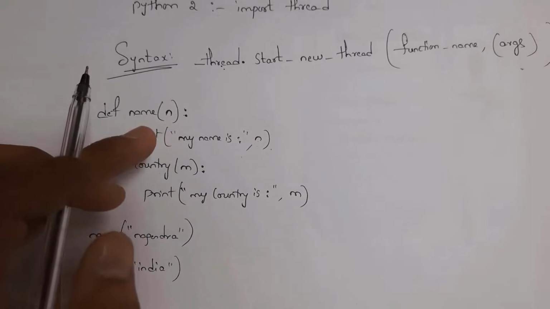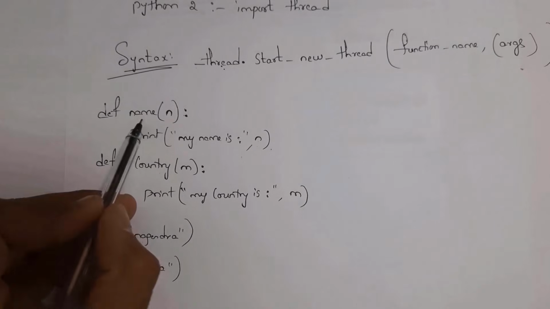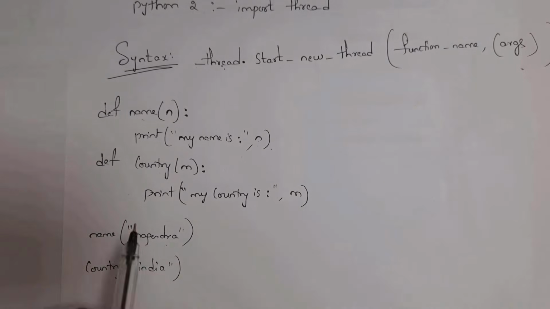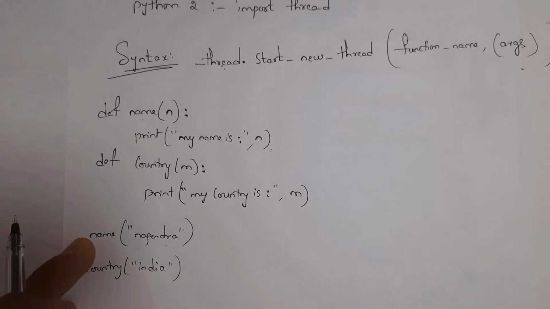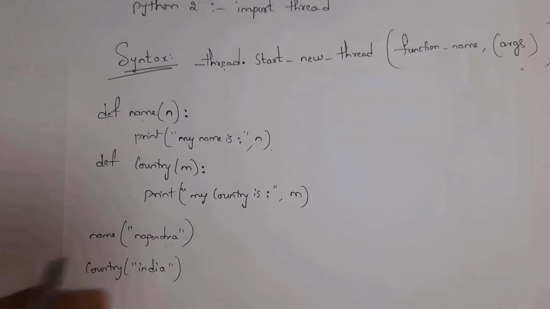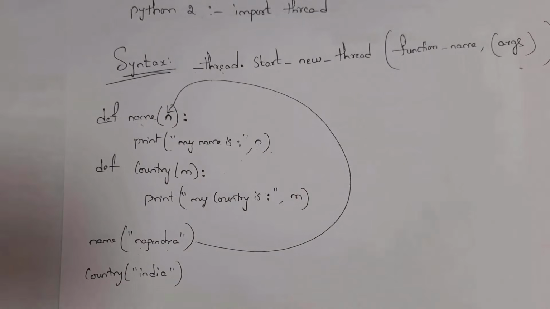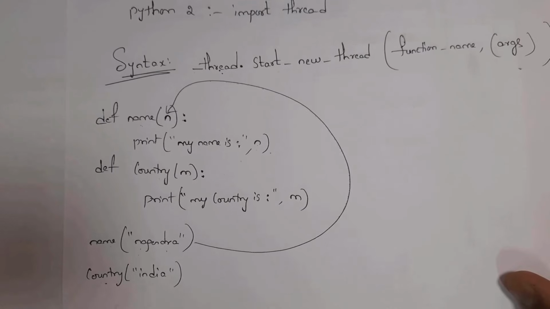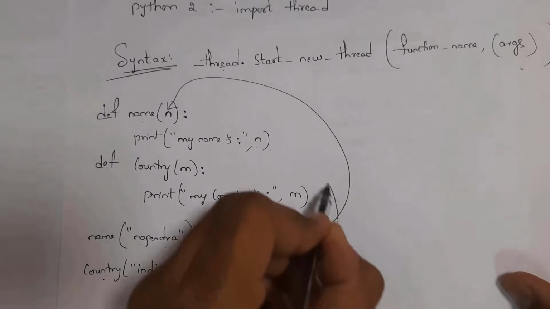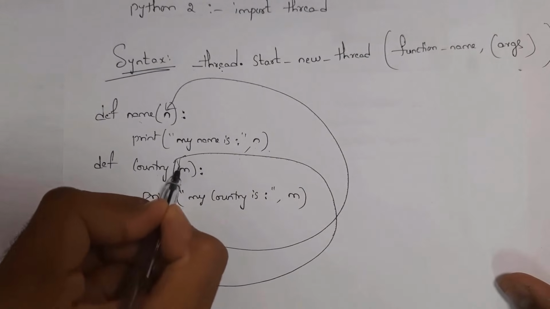I want to execute these two functions. So just write here function name that is name. Here you need to give value of n and we call this value as argument. I want to give argument that is Nagendra where Nagendra is string. So take quotations. Whenever you write here name Nagendra in quotations, now this name Nagendra is passed to parameter n and similarly inside country function I written India. So this country India is passed to parameter m.